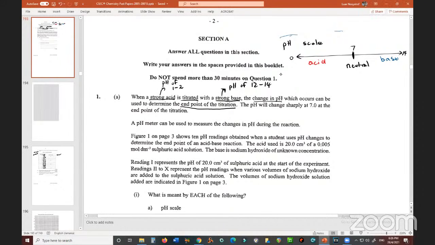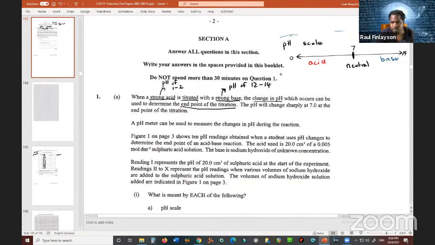No, sir. All right. So now that we know what an acid is, anything less than 7, so that's from 0 to 6.9. And then of course a base would start from 7.1 to 14.